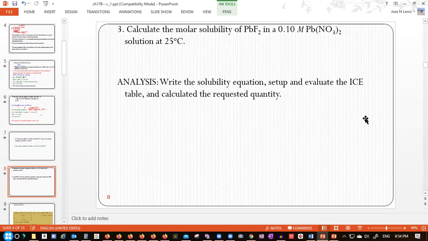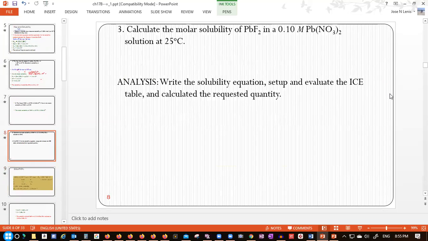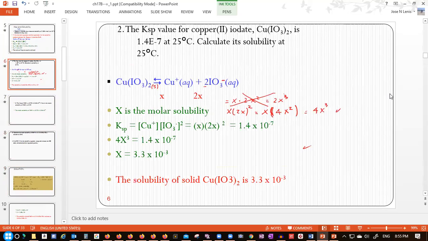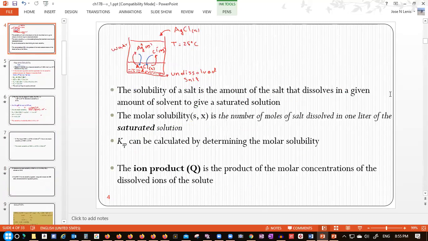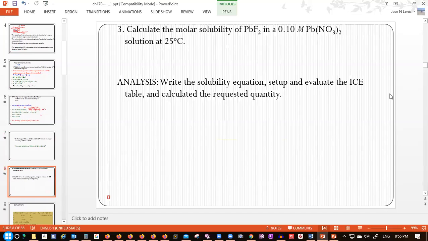We have a special situation here. Look at this problem. It says calculate... Did we do this before? No, we didn't use that before. PbF2, lead(II) fluoride. Calculate the molar solubility of lead(II) fluoride in a 0.10 molar lead(II) nitrate solution at 25 degrees Celsius.